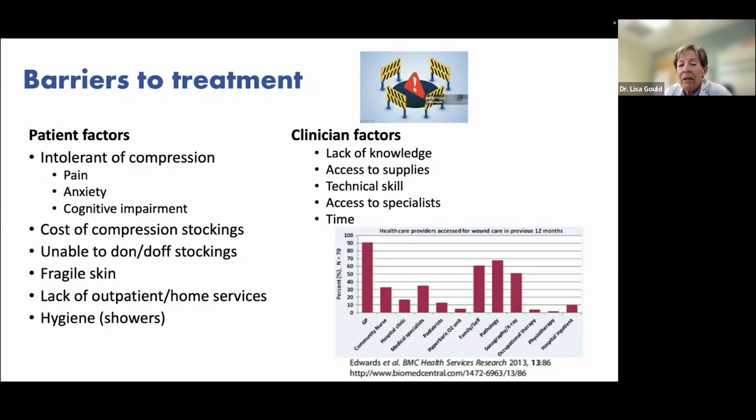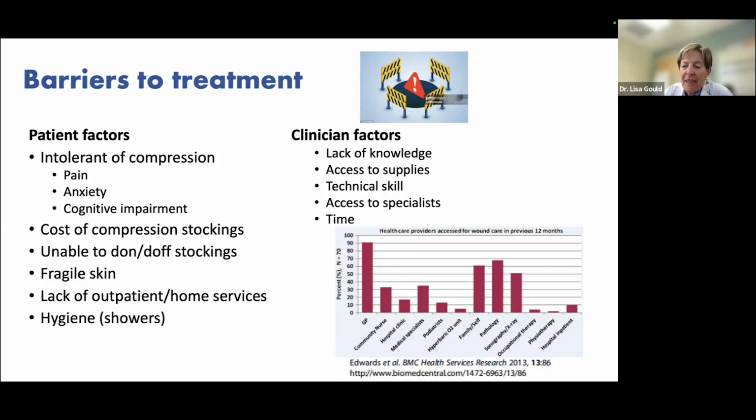They don't cover a pair. They only cover the one where the wound is. And they're about $60 to $90. Patients can't get them on and off. They have fragile skin that's going to tear when they're trying to put them on. They don't have any home services. And they complain that they can't take showers while they have that ugly wrap on. All those things can keep us from doing the right thing. And it's tough, right? So we have to coax them and talk to them. They can get cast covers for showers or bathe around it, but it's a tough thing.